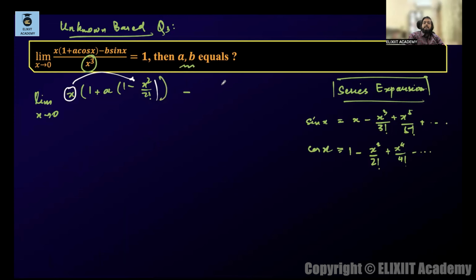Fine. Then we have minus b times sin x. Now sin x is what? x minus x cube by 3 factorial. That's all, the first two terms only, because in the denominator we are having x cube. Only this much we need.